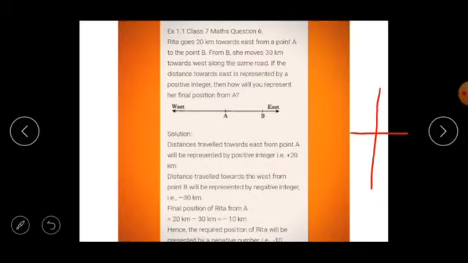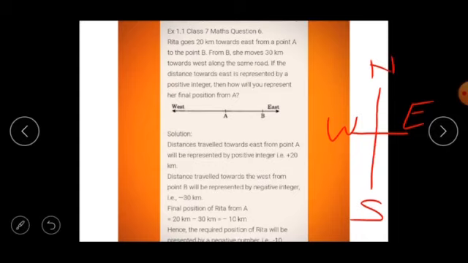If I draw here, then this is our north direction, this will be our east direction, this will be west, and this will be south. So you should know about all four directions: north, east, south and west.